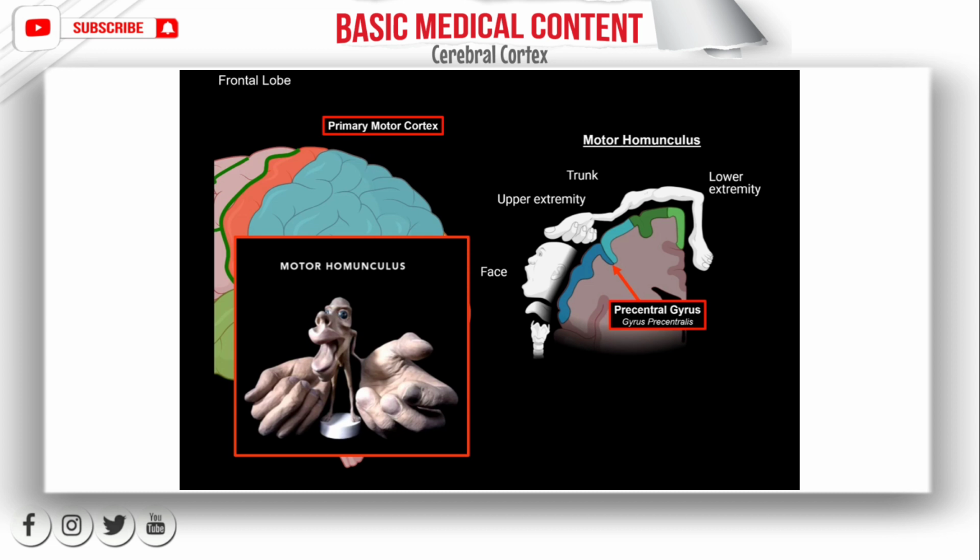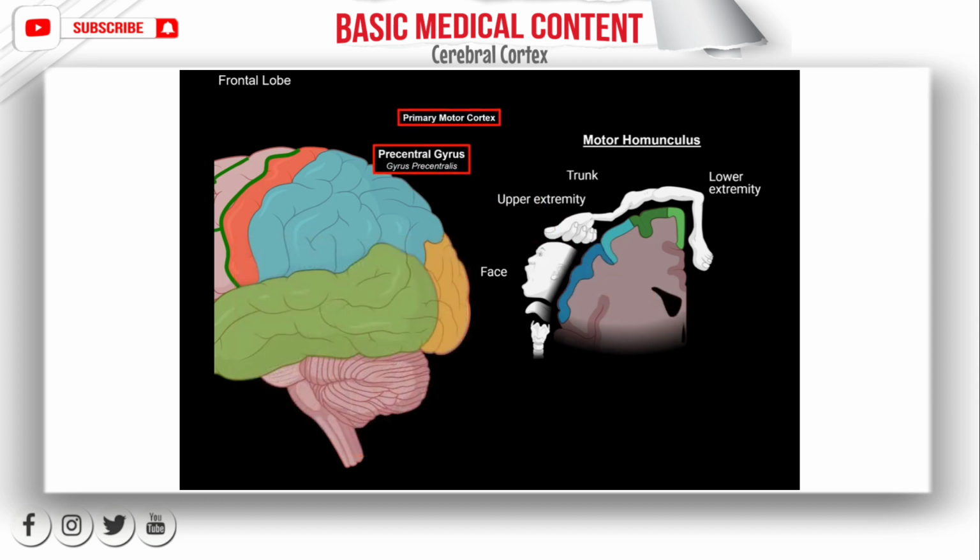This figure is a distorted representation of a human body based on the neurological map of the areas and proportions of the human brain dedicated to processing motor functions of specific areas. So for example, you see the hands and the face are very big compared to the trunk. That means that a greater portion of the precentral gyrus is dedicated to these areas.